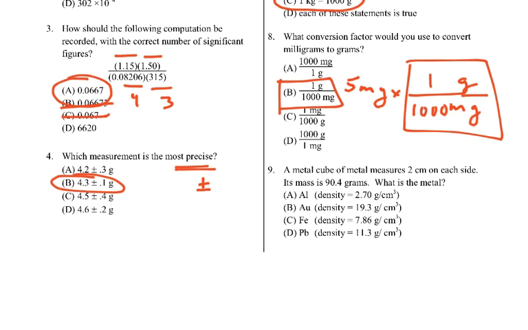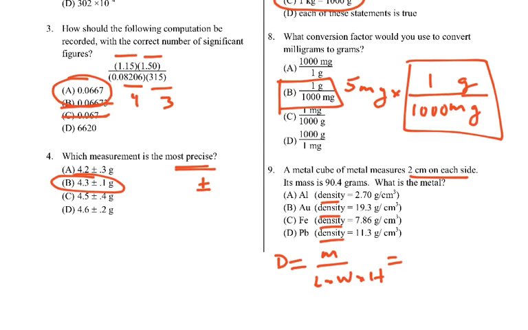Okay, a metal cube measures 2 centimeters on the side, and its mass is 90.4. What's the metal? And so we're given the densities, so we really want to figure out the density. So density is mass over volume, and in this case, since it's 2 centimeters on each side, it's length times width times height.